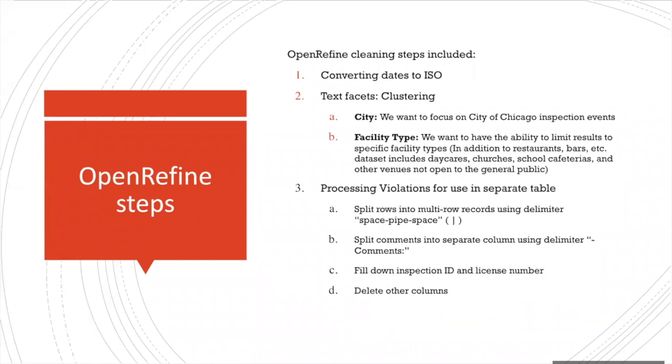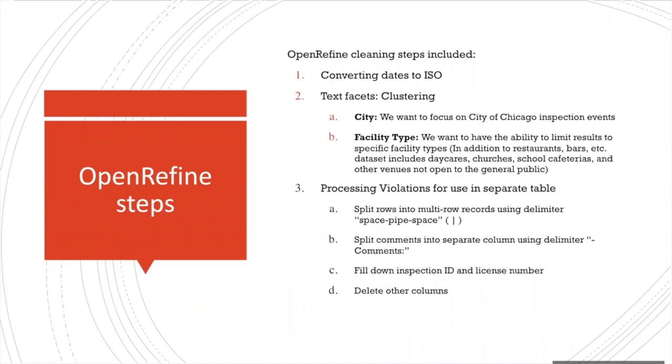Some fields wound up not being particularly cleanable. We initially intended to limit by specific facility types, which included things like daycares, churches, school cafeterias, and other venues that wouldn't be of interest in our use case. But it turned out that the facility type included so many variations that in many cases we would have to interpret the intentions of the person who made the entry, and we weren't willing to do that. So we cleaned it to the extent that we could, but in many cases we couldn't make a determination. We also couldn't do anything about cases where zeros were entered for a license number, or nulls. That data is just not present.